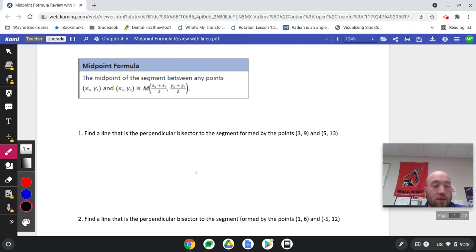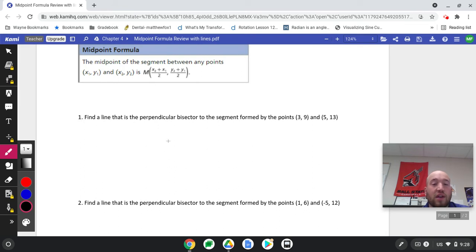Now, on example 1 here, it says find a line that is the perpendicular bisector to the segment formed by the points (3, 9) and (5, 13). Perpendicular bisector means it forms a perpendicular angle, it's a perpendicular line, and bisector means it cuts through the middle, two equal parts on each side. So it has to go through the middle, which is also known as our midpoint.